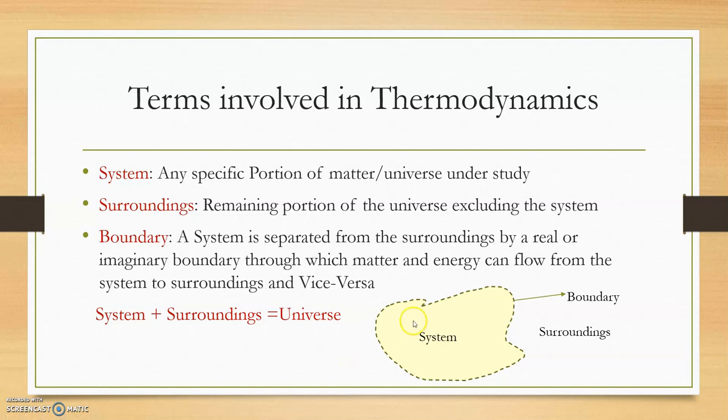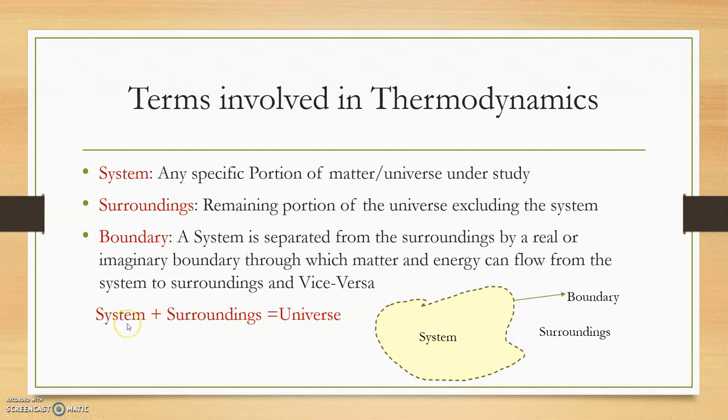Here I have given one image, a system which is present in the dotted lines. If we are observing this portion which is under dotted lines, it is considered to be a system. And the remaining portion of the universe, except the system, is considered to be surroundings. Hence the surroundings is defined as the remaining portion of the universe. So the universe is nothing but system plus surroundings.